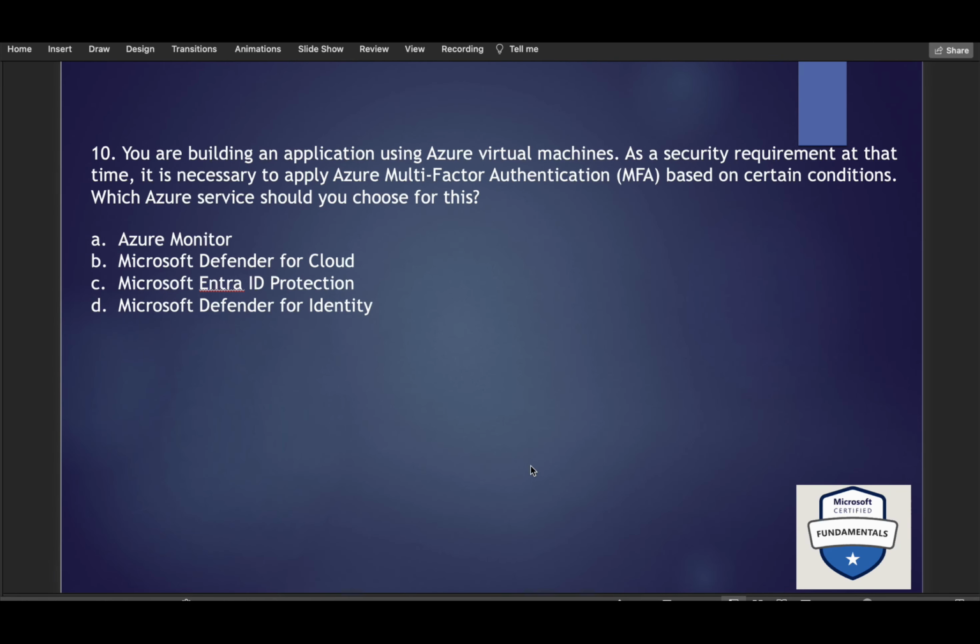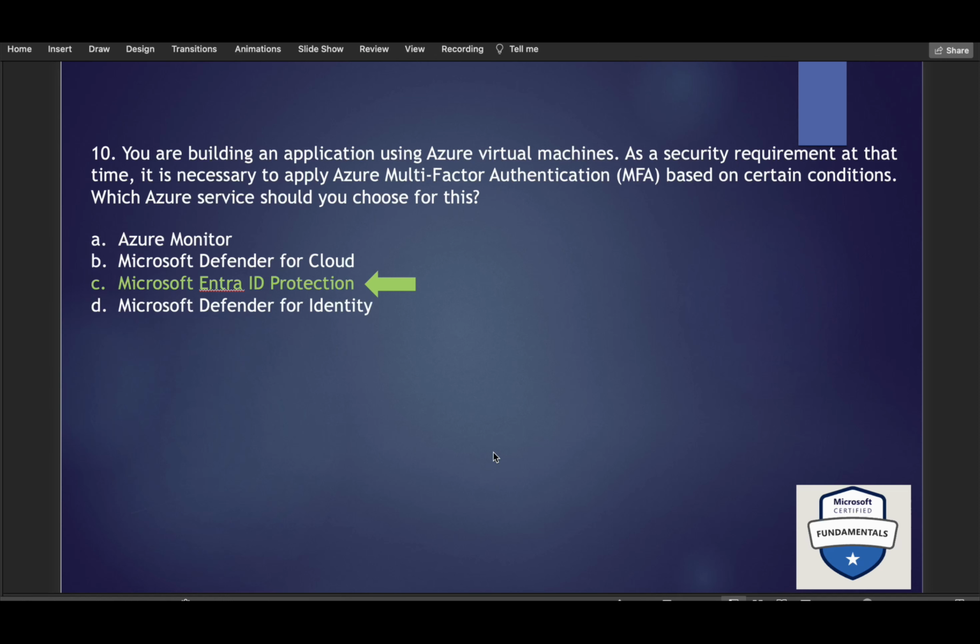You are building an application using Azure virtual machines. As a security requirement, it is necessary to apply Azure multi-factor authentication, that is MFA, based on certain conditions. Which Azure service should you choose from this? Again, the answer would be Microsoft Entra ID Protection. This we have talked about in the first question. So you can read more on that.